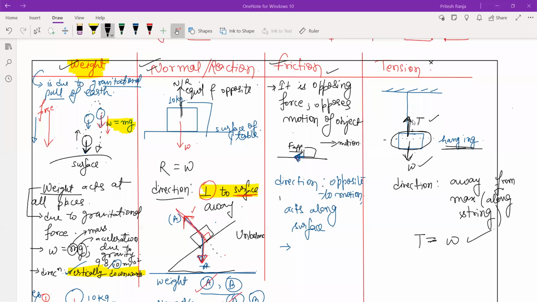Tension is a force acting along the wire and its direction is away from the mass and along the string. So tension is numerically equal to the weight. Why will it be numerically equal to the weight? Because the object is hanging. The object is at rest.